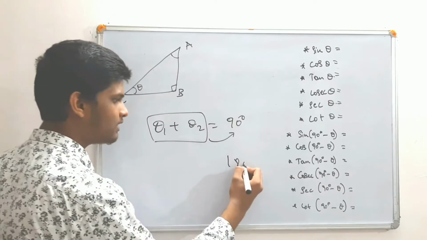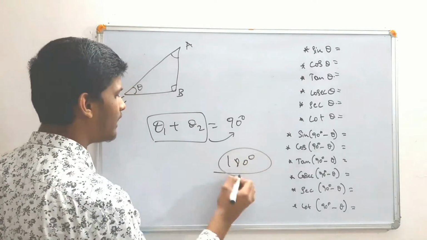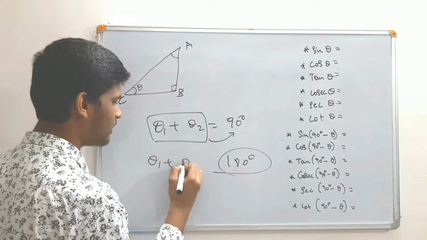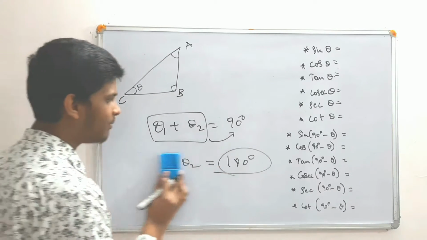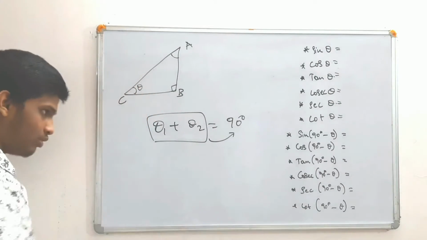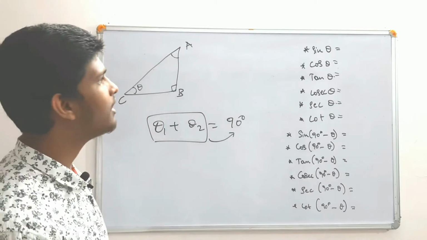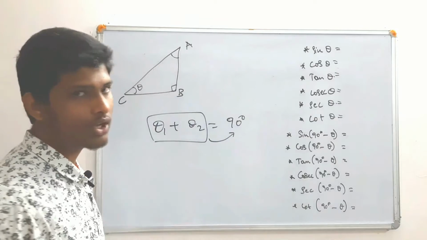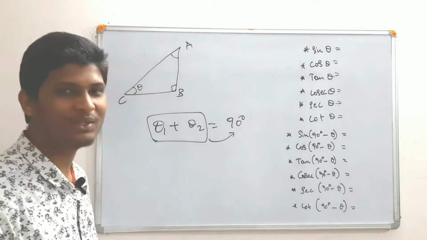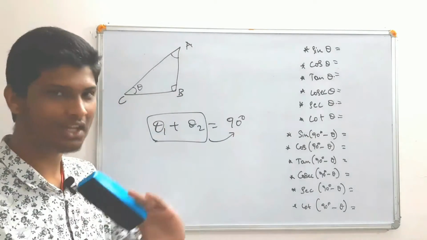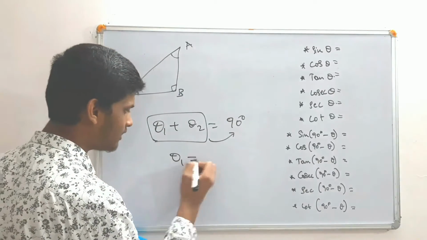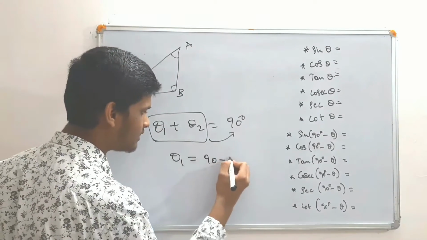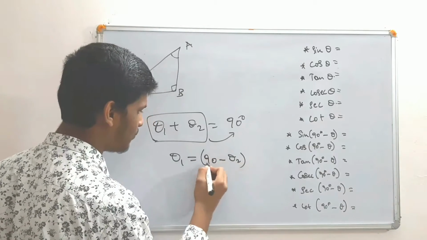Like, if their sum is equal to 180 degrees, what do you call them? If theta 1 and theta 2 sum to 180 degrees, we call them supplementary. But here we are talking about complementary angles. So if the sum of two angles is 90 degrees, we call both angles complementary. And if you have theta 1, the other is 90 degrees minus theta 2.